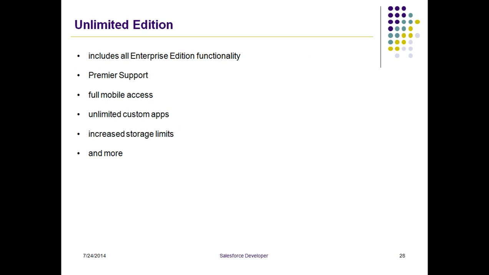Then there is an Unlimited Edition. So Unlimited Edition is pretty similar to our Enterprise Edition, but it does allow you to create unlimited custom apps. So feature wise, Unlimited and Enterprise are same, but it has increased storage limit, unlimited number of apps which can be created, premier support. So these are the things which are better in Unlimited Edition. Feature wise it's same, right? So that is the thing.